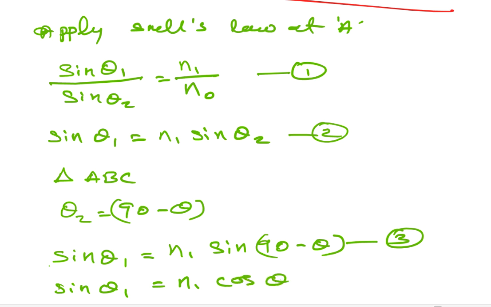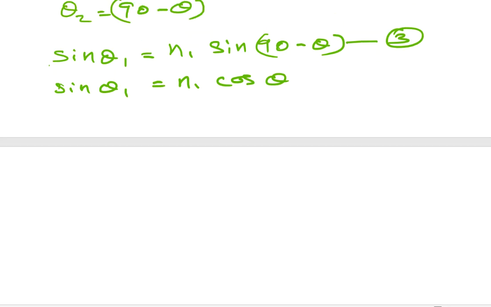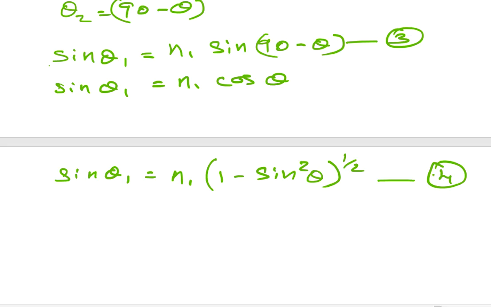And we can rewrite cos theta in terms of sin theta. I want it in terms of sin theta so that it will be easy to compare on both sides. So n1, we know that cos theta equal to 1 minus sin square theta to the power 1 by 2, which is derived from sin square theta plus cos square theta equal to 1. So let it be equation 4.